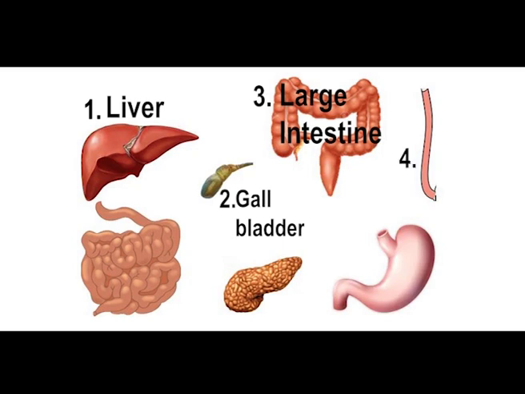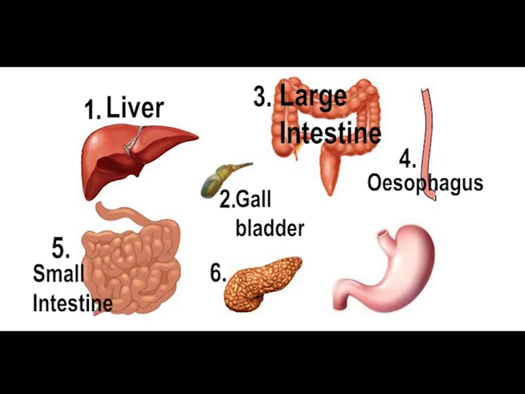Then fourth one we have is a pathway which connects the mouth to the stomach, that is the esophagus. Then next we have the small intestine. Then the next is a digestive accessory gland, that is pancreas, and finally we have the stomach. I'm sure all of you have got the correct answer.